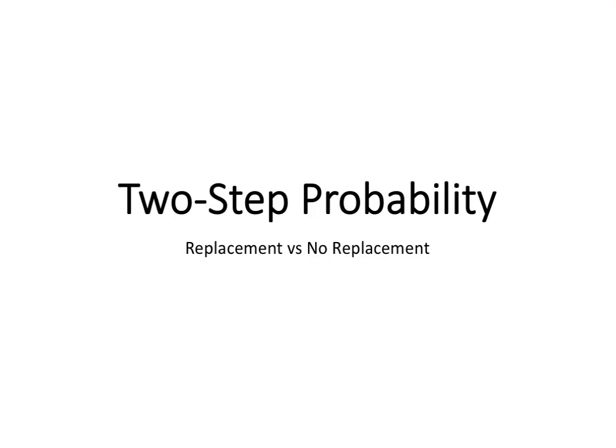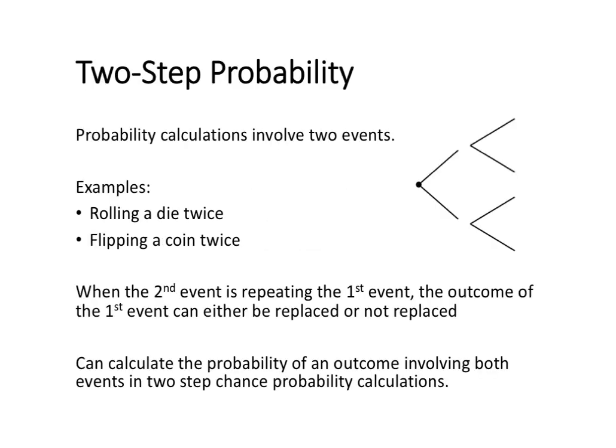In this video, we're going to have a look at two-step chance probabilities and the difference between replacement and non-replacement after the first event. So two-step chance probabilities involve calculations that have two events. So for example, rolling a dice twice or flipping a coin twice. Sometimes the second event is repeating the first event. So drawing out of a bag of marbles, then on the second event, drawing out of the same bag of marbles.